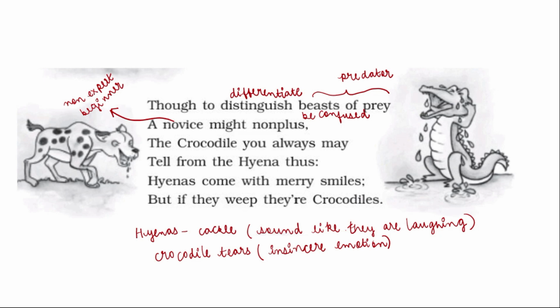And if you know the phrase crocodile tears, what is that? To show insincere emotion. So here the poet is saying that to distinguish between the different predators, that is between a crocodile and a hyena, you can get to know that a hyena will always laugh while a crocodile will weep. So in this stanza, alliteration is used where the repetition of the N sound is present.